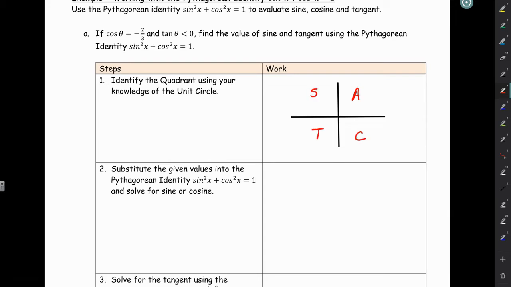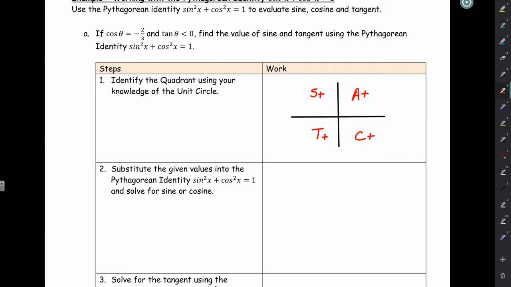Everything is positive in the first quadrant: sine, cosine, and tangent. Only sine is positive in the second quadrant, so cosine and tangent are negative. In the third quadrant, only the tangent is positive and sine and cosine are negative. And in the fourth quadrant, only cosine is positive and sine and tangent are negative.